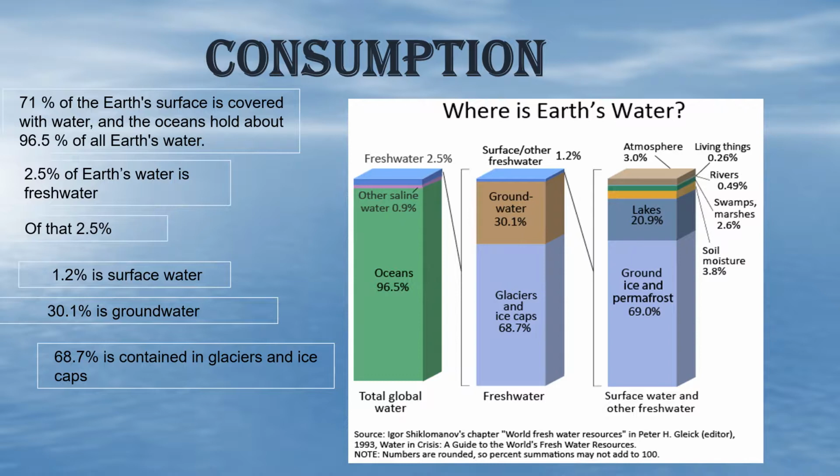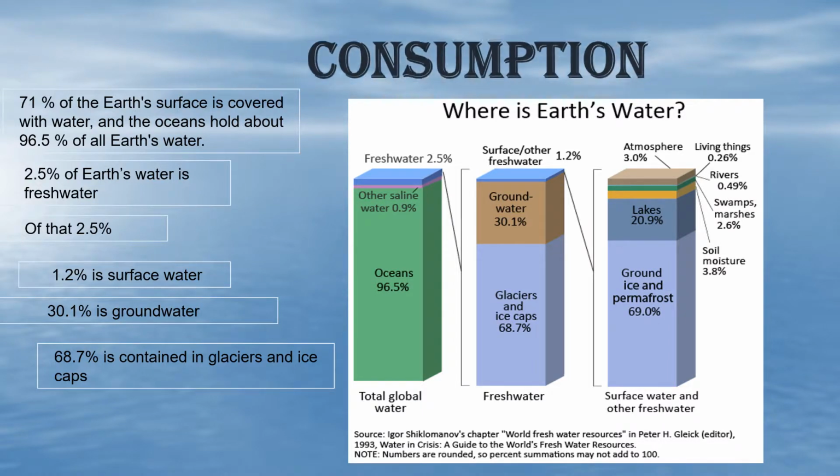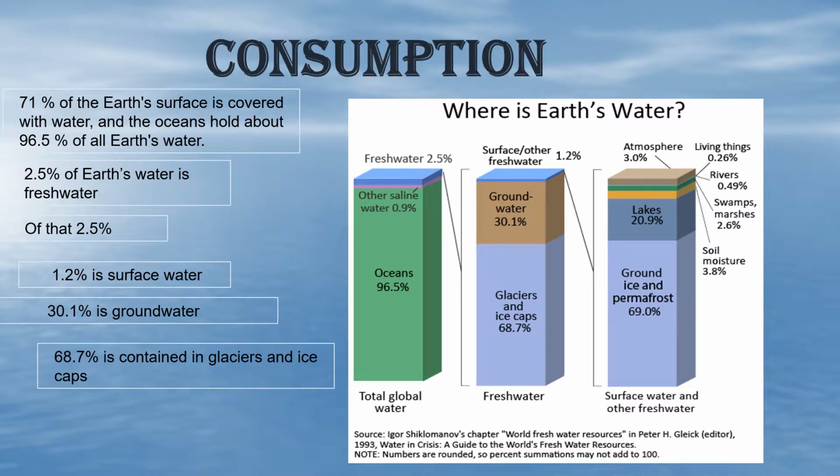There are many factors that cause scarcity for clean water in the world. First is our consumption. Only 2.5% of the Earth's water is fresh water. Of that 2.5%, 1.2% is fresh water, 30.1% is groundwater, and 68.7% of our fresh water on Earth is contained in glaciers and ice caps.